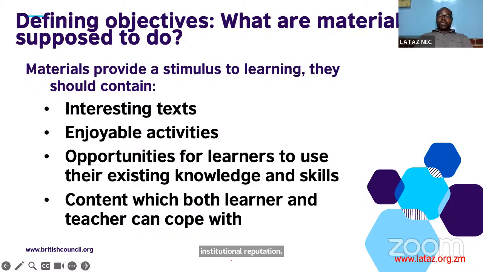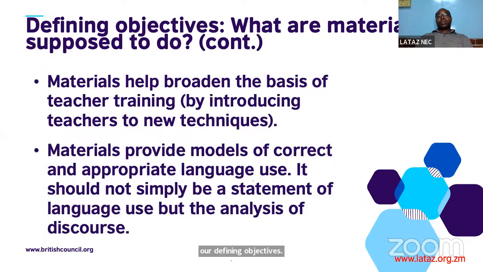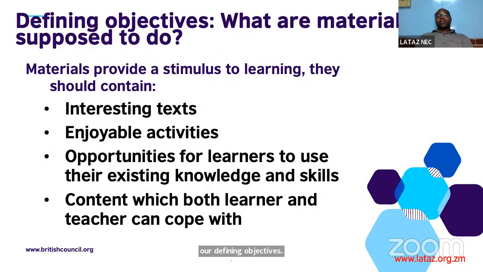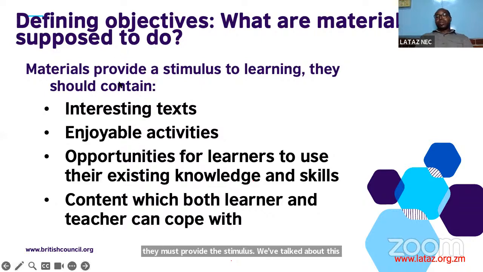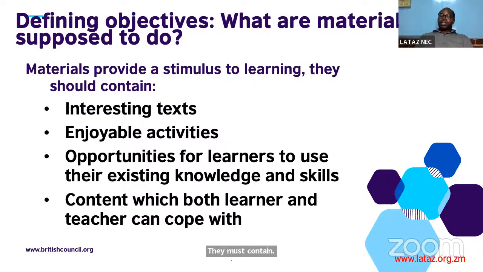Now, for us to write our materials, we must first of all look at our defining objectives. What are the materials supposed to do? Firstly, they must provide the stimulus. We've talked about this, okay? In order for them to be really stimulating, they must contain interesting texts, enjoyable activities, opportunities for learners to develop their own knowledge and skills, and also a content which learners can use and cope with.